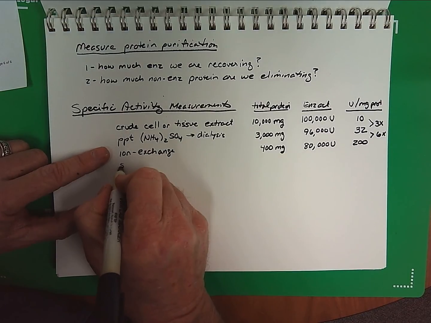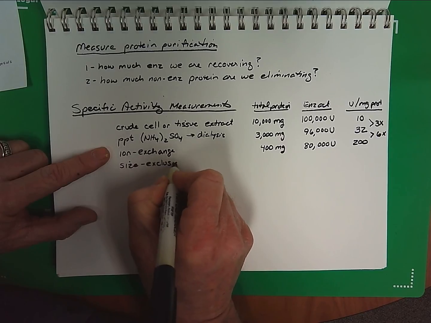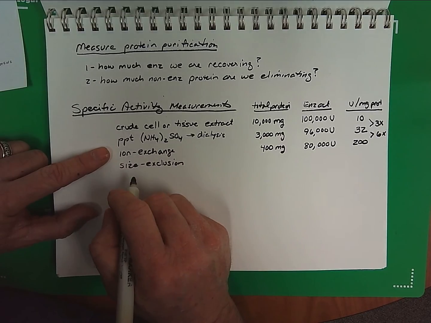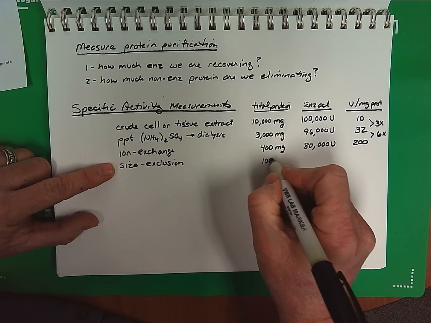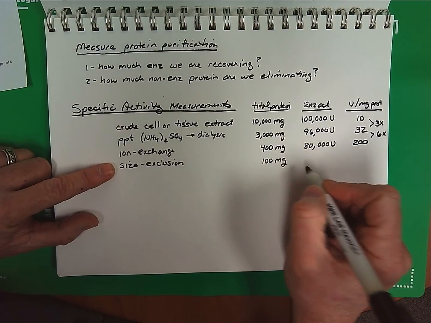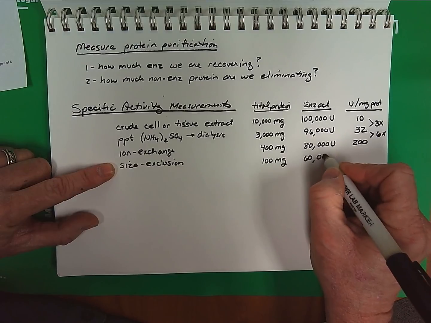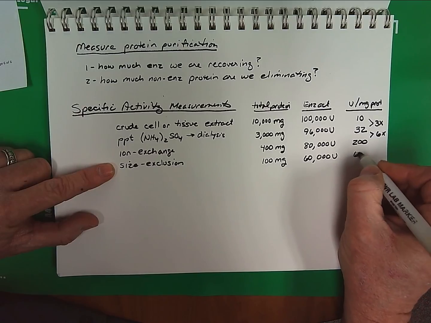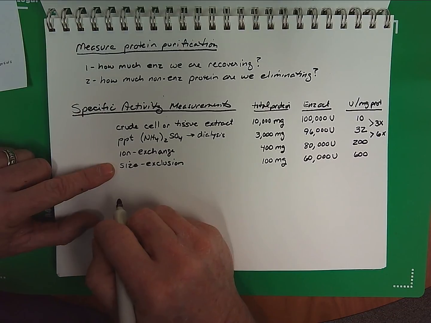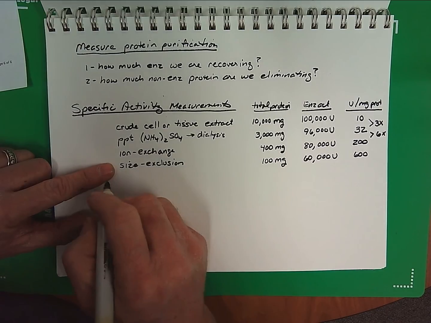Now let's take our protein purification and go through one more step. Size exclusion chromatography. We take the material coming out that has our enzyme activity, we measure the total protein, and now we see that we are down to 100 milligrams of total protein. Again, we've lost enzyme activity overall. However, our specific activity continues to climb. This indicates that our enzyme is getting purer and purer in the solution of protein.